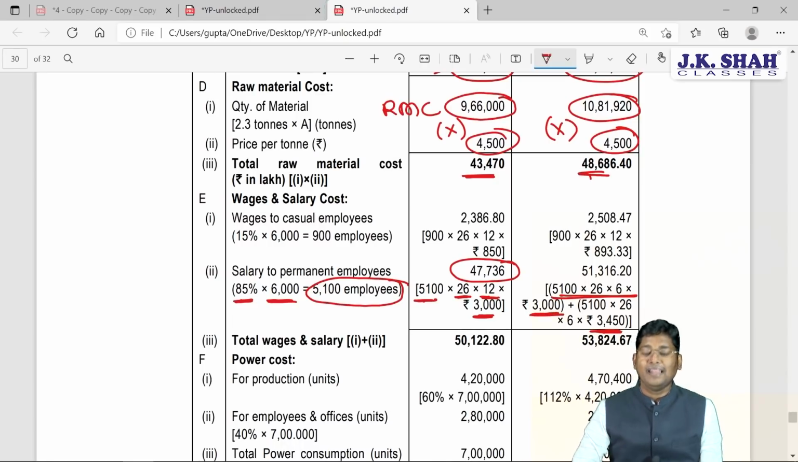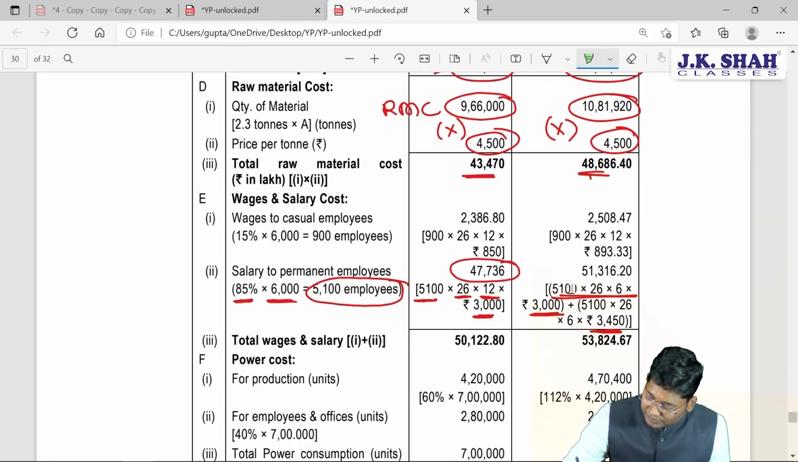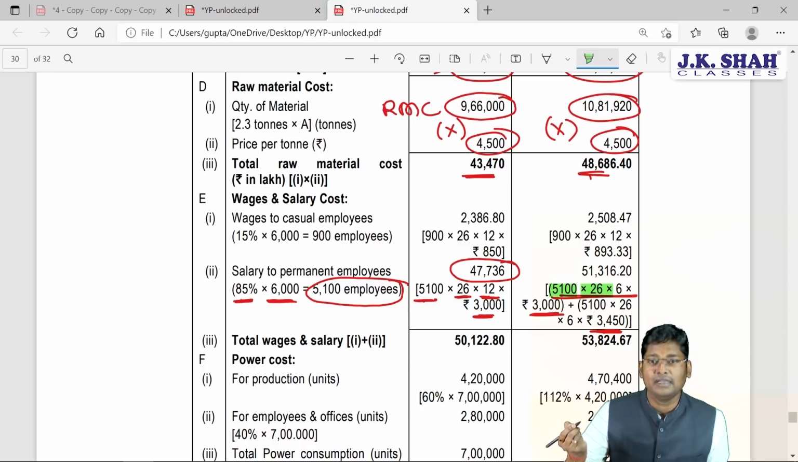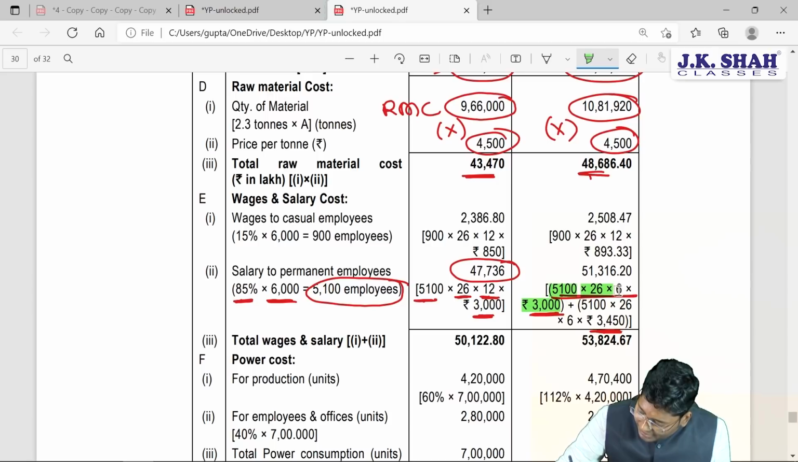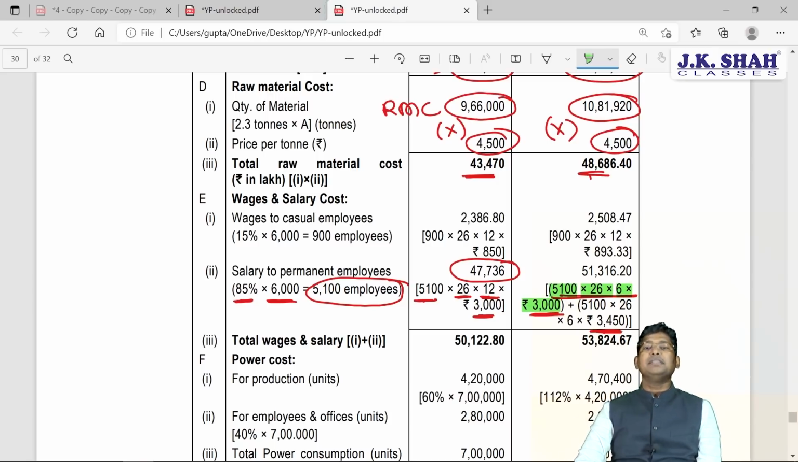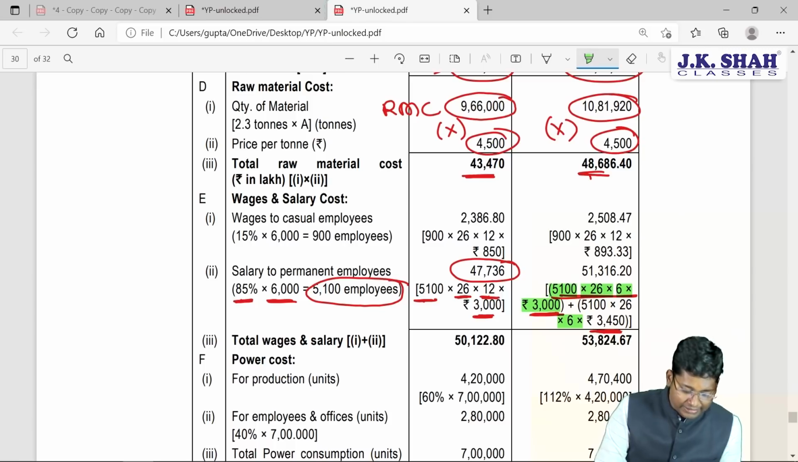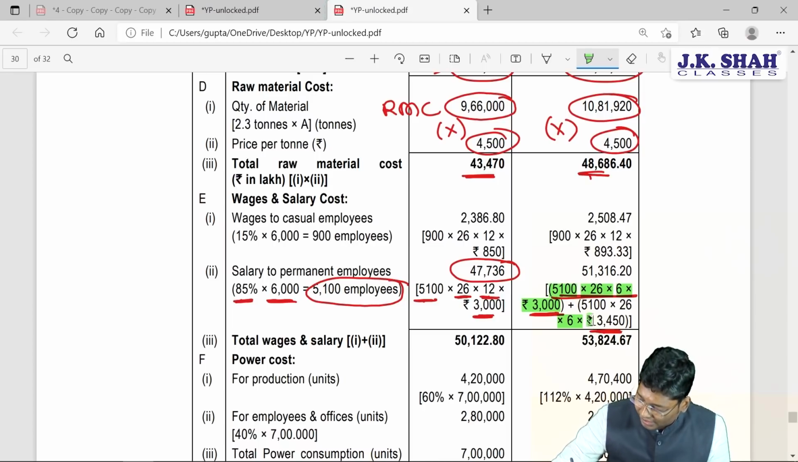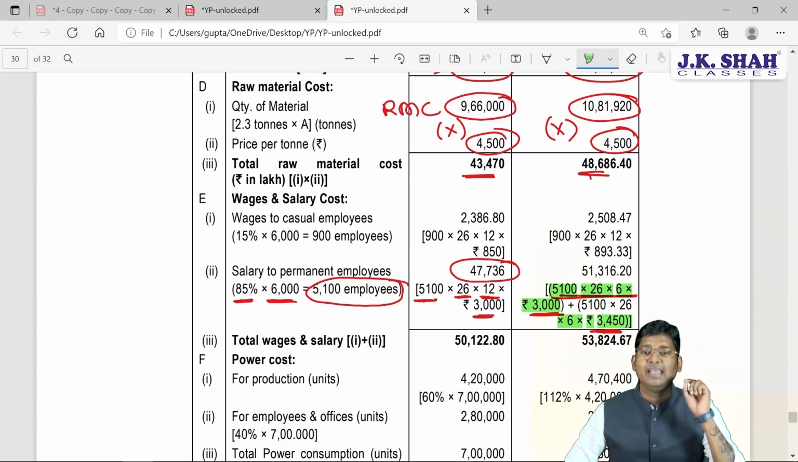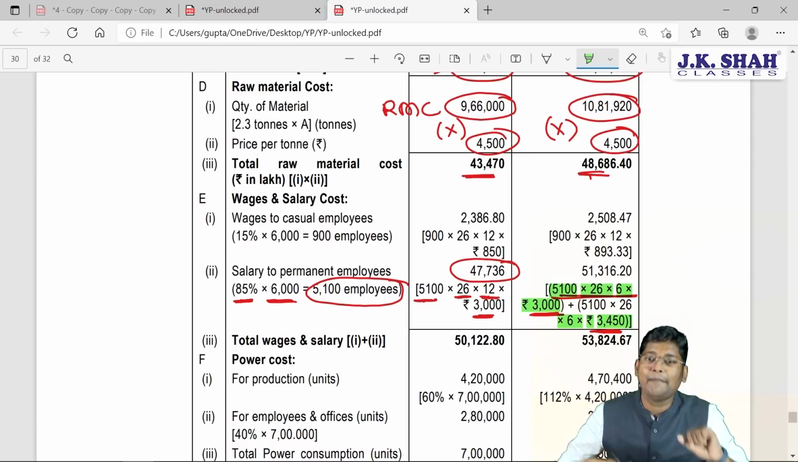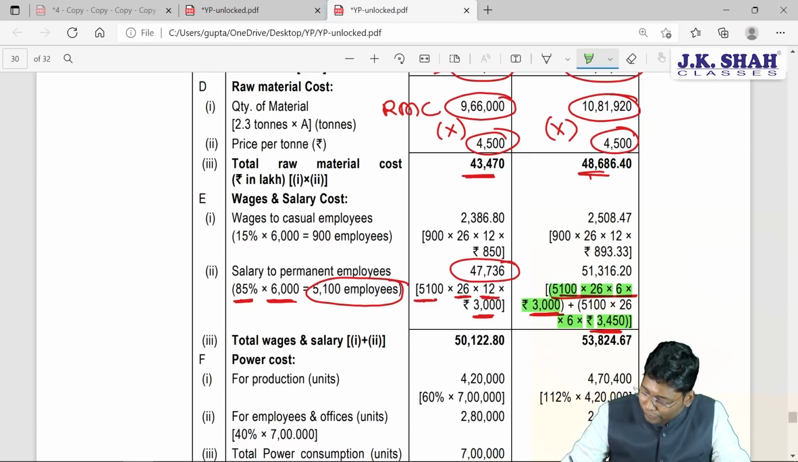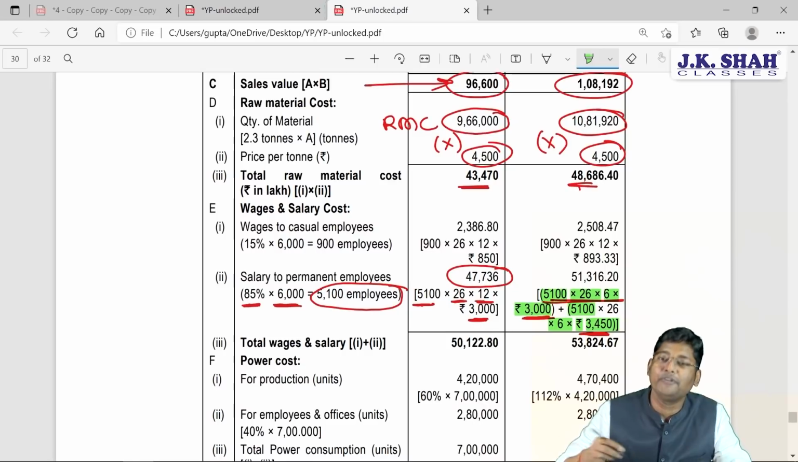So you can check the calculation. They have taken number of employees, they have taken number of days, they have taken 3,000 rupees, but they have multiplied it only with 6 months. So what about the remaining thing? For the remaining 6 months, 3,000 plus 15% wage rate is to be given to your worker. So 3,000 plus 15% revised applicable wage rate for the remaining 6 months is 3,450, which will be paid to all the 5,100 employees for 26 days a month. Understood?